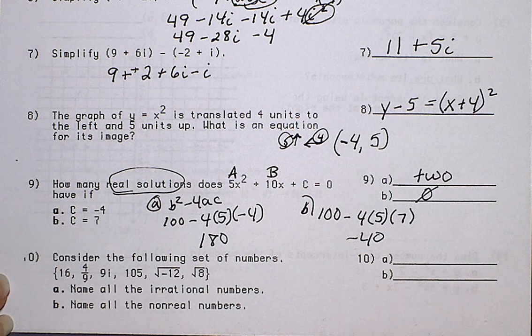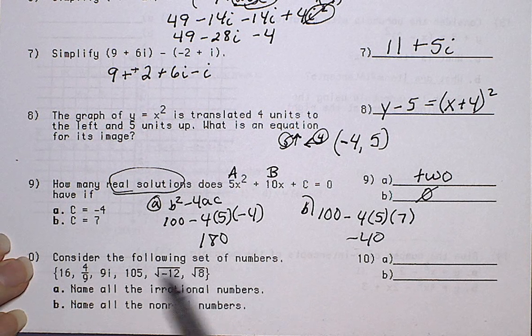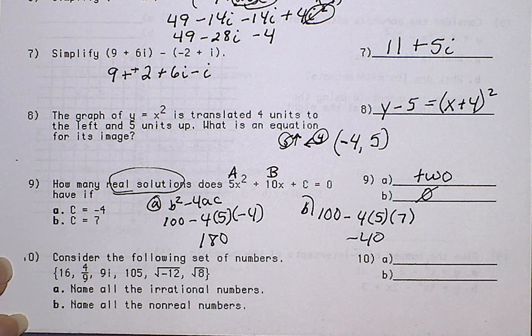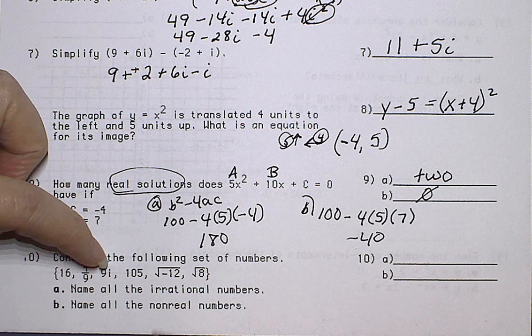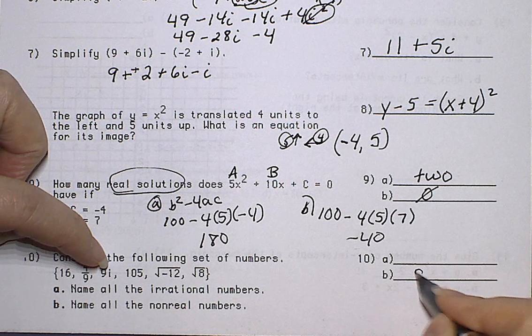Alright, number 10. Consider the following sets of numbers. Name all of them that are irrational numbers. Remember that an irrational number is a number that never repeats. It's a number that cannot be written as a fraction, because rational can be written as a fraction. So that means that 16 is rational, 4/9 is rational, 9i, well that's non-real, that's what b is, so 9i actually goes there. 10 is rational.